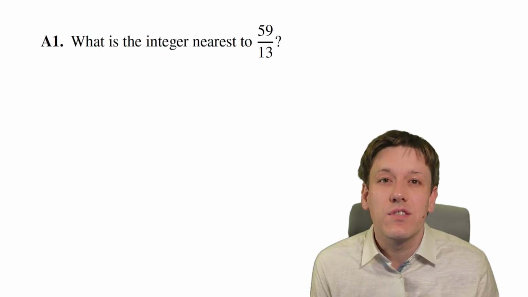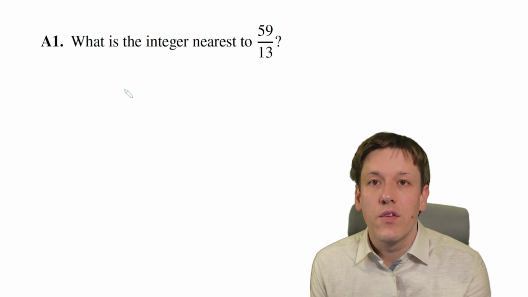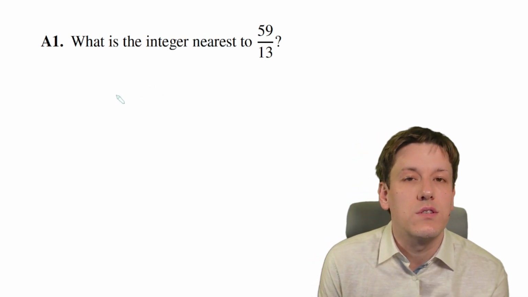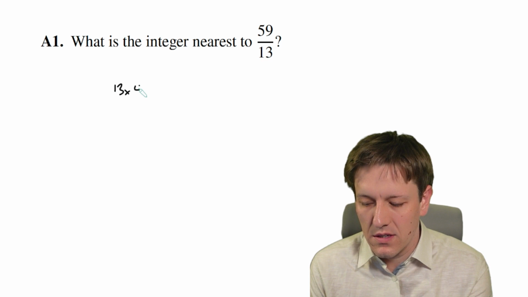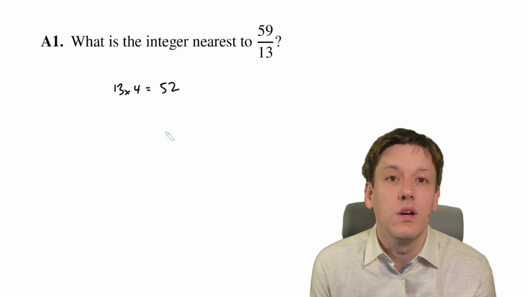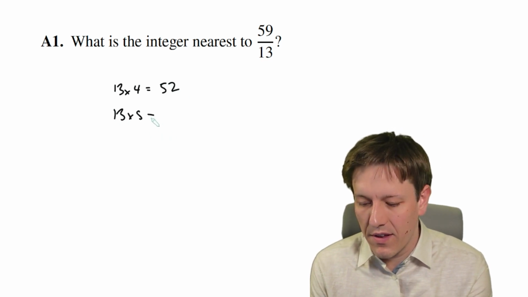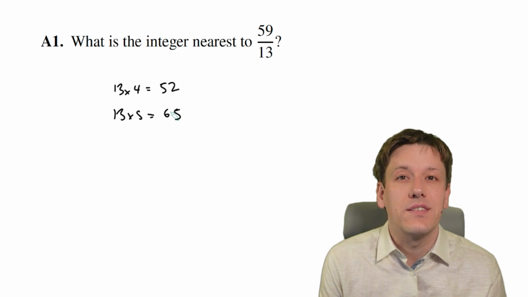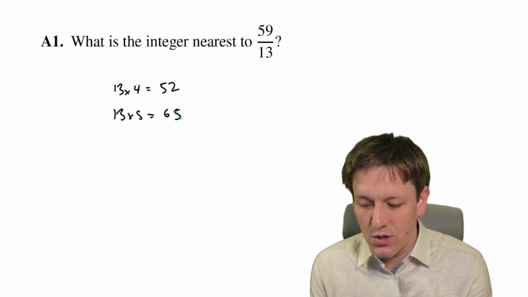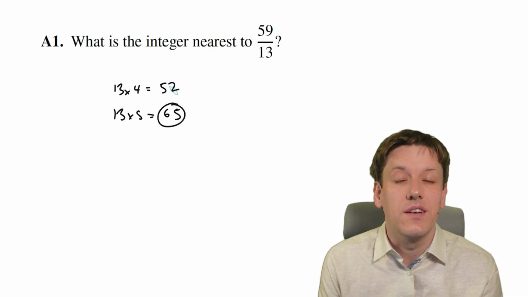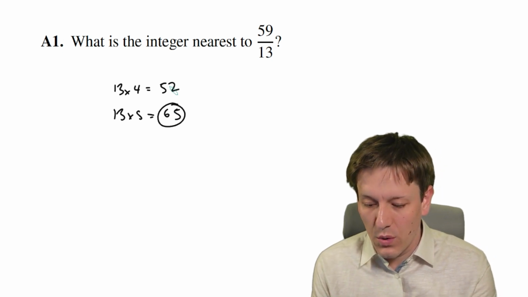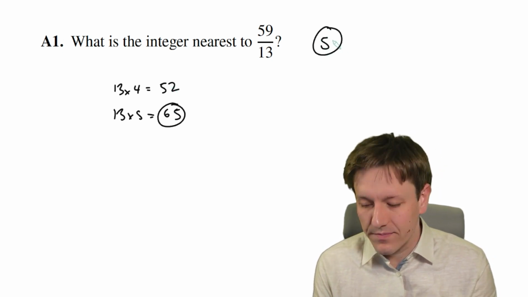What is the integer nearest to 59 over 13? There are a few ways you could do this. We could just notice that 13 times 4 is 52, and 13 times 5 is 65, and 59 is closer to 65 than it is to 52, so the answer here would be 5.